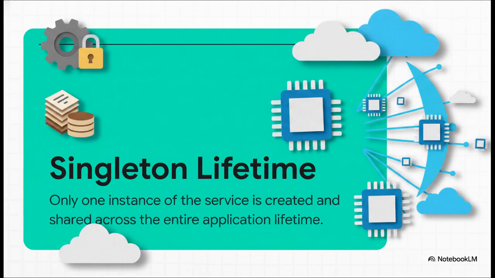Perfect. And that brings us to the big one, the singleton. This is for those services that need to be global, shared across every single part of your application for its entire lifespan. We're talking about things like your logging service, your configuration provider, or maybe a global in-memory cache. There is only one instance, ever. Which brings up a super important point. If that singleton holds any data that can be changed, it must be thread safe. But really, the best singletons are the ones that are totally stateless.